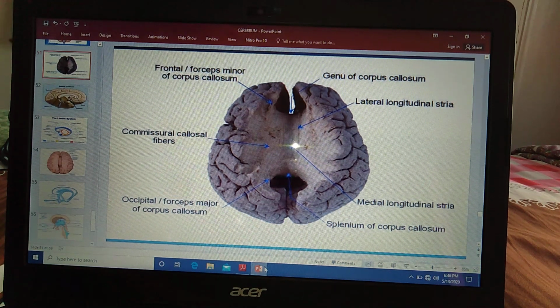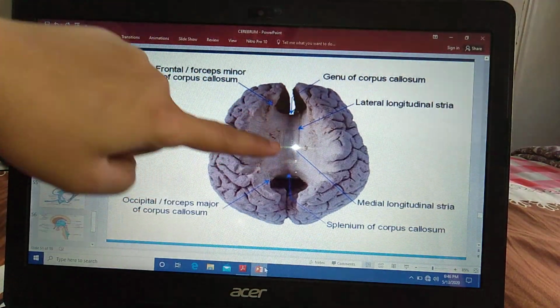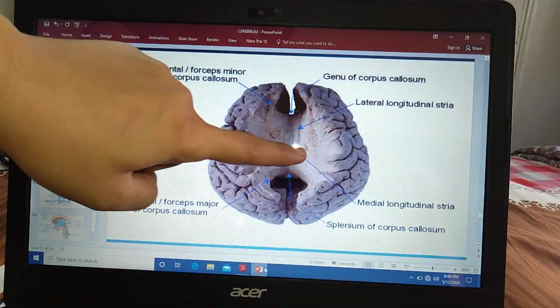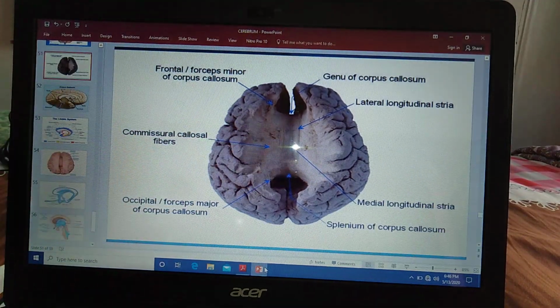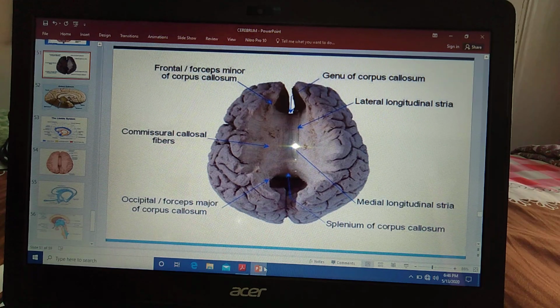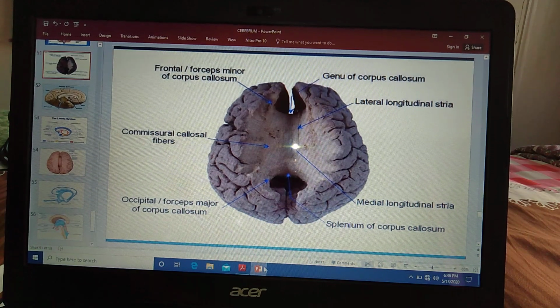Hello everyone, in this video we are going to learn about the corpus callosum. You can see in this figure, this is the corpus callosum, the commissural fibers that connect the two cerebral hemispheres. Corpus callosum is the largest commissure of the brain. It connects the two cerebral hemispheres, and since it is the neopallial commissure, it attains enormous size in man.